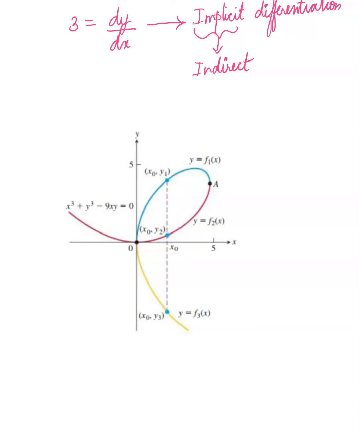So the entire curve is written like this. The equation of the curve, I should say. The equation of the curve is x cubed plus y cubed minus 9xy equals 0. Look at that.